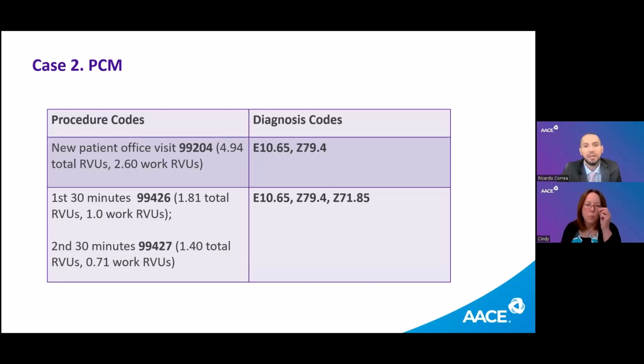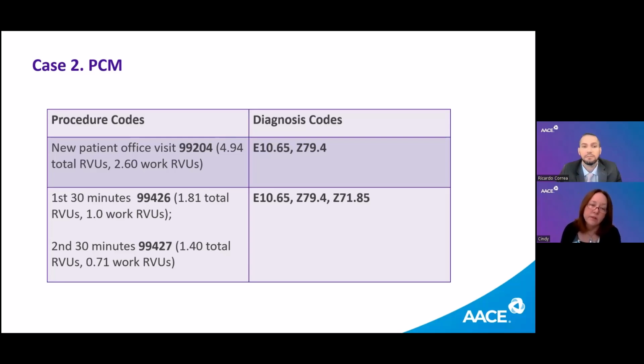So now, can you tell us more about how we will be coding this? Yes. So we have a couple of services provided in this case. We start with the new patient office visit for poorly controlled diabetes. That's likely a level 4, 99204. And the diagnosis codes would support the status of the diabetes at that visit, along with the current use of insulin, which indicates that you're managing insulin.